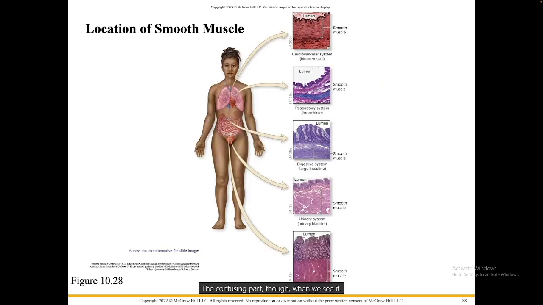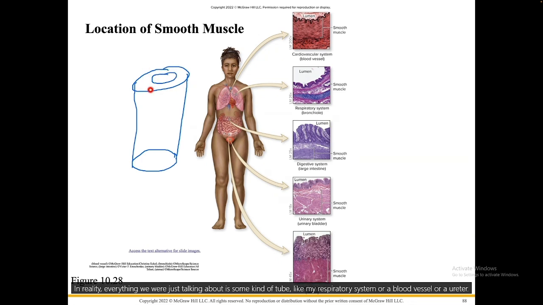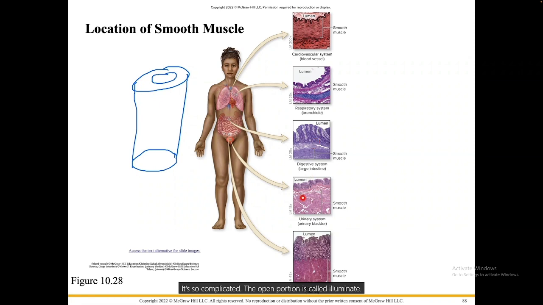The confusing part, though, when we see it, in reality, everything we were just talking about is some kind of tube, like my respiratory system or a blood vessel or a ureter. So here's where we're going to find the smooth muscle. All of these pictures here show part of a circle. The open portion is called a lumen, so where it says lumen. But for each of these, the smooth muscle is part of a circle.